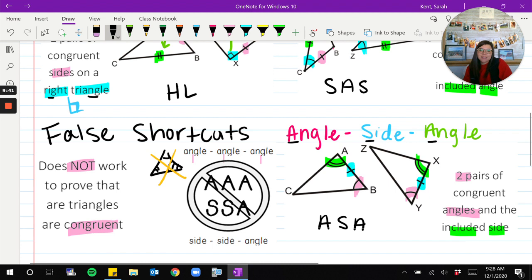Or side, side, angle. So if you see one where it's side, side, and then an angle, this is another one that will not work. So if you see these, your answer will be not congruent, or no, or none. So beware of these. These will not work. So I'm going to give you a few examples of what you'll see on the practice, and then you'll be able to start the practice.